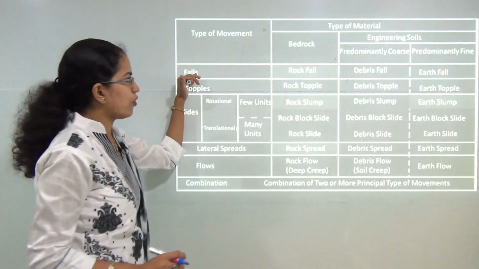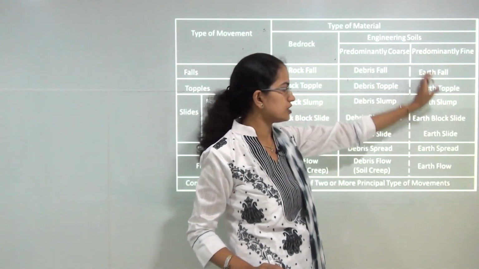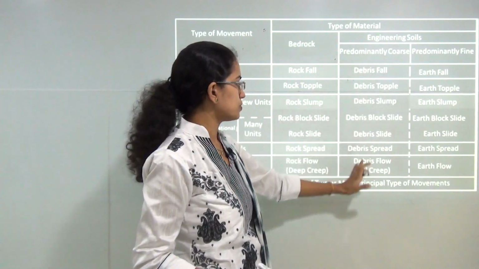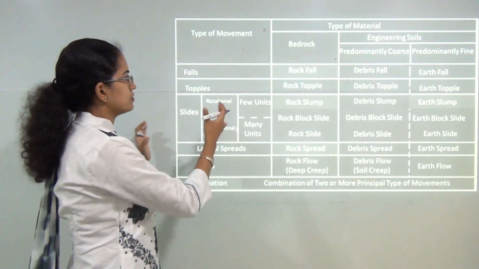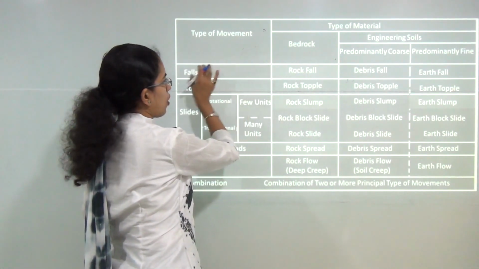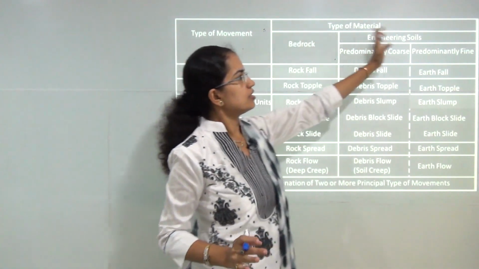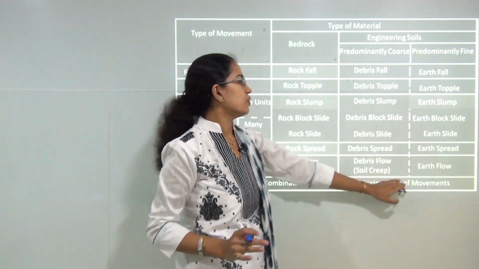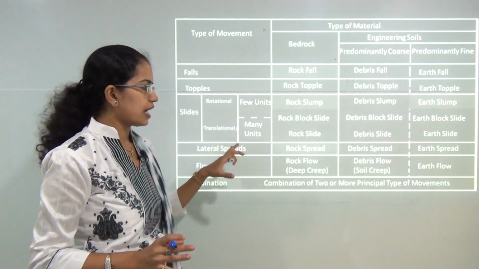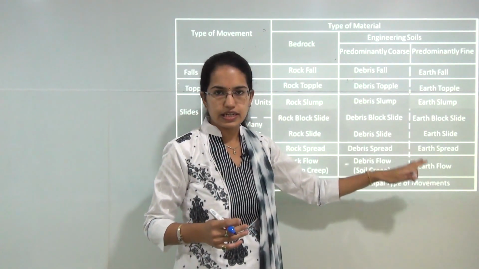When you have fall, you have rock fall, debris fall and earth fall. All this terminology will be known as earth, this would be known as debris and this would be known as rock. So what you do is you attach the words to the same word. So you have rock fall, rock topple. Once you know the elements on the 2 axes, you can fill in the remaining matrix here. These are the major types of mass wasting that exist in reality.